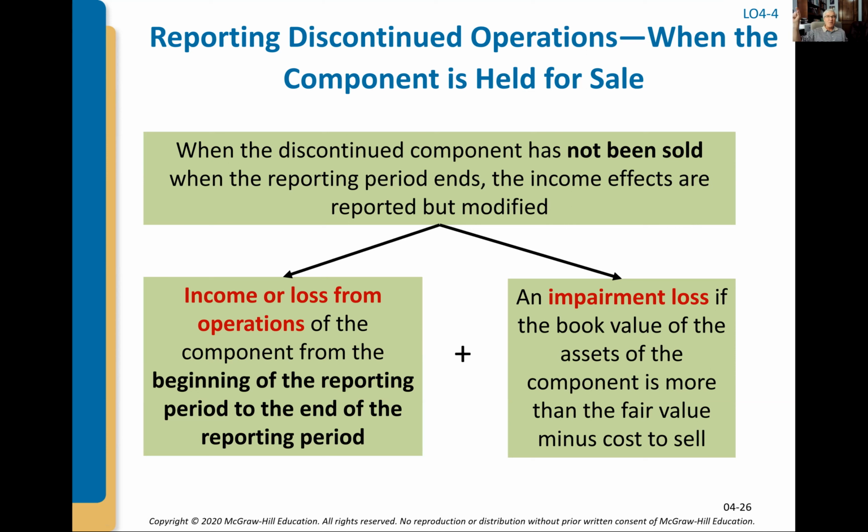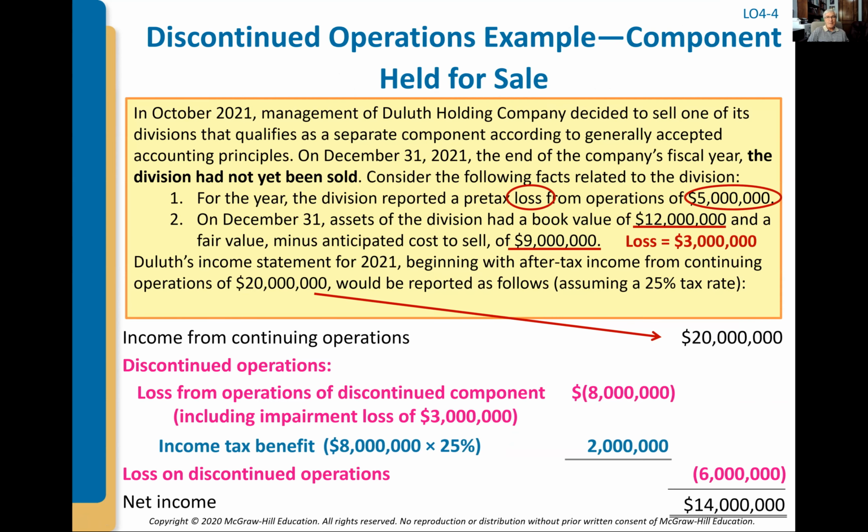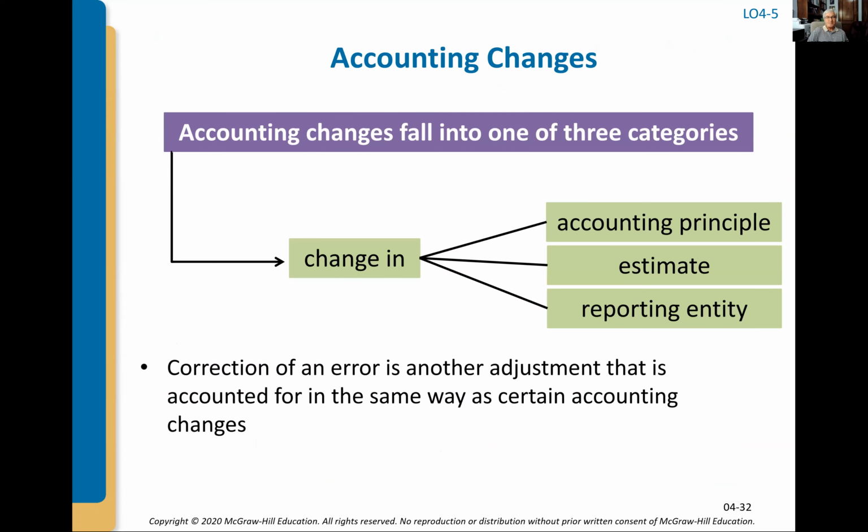By the way, you don't get to write it up. You only get to write it down. So you cannot have an impairment gain. It's impairment losses only. And that impairment loss also gets recorded in discontinued operations. You do not put that up in the continuing operations. I'm not going to work through that example.